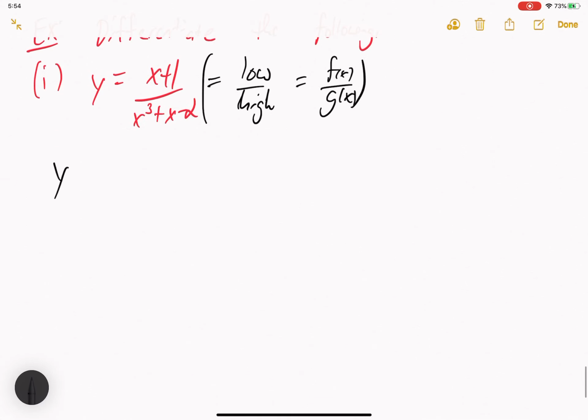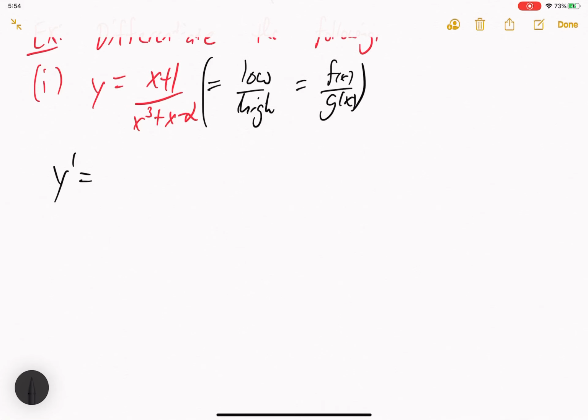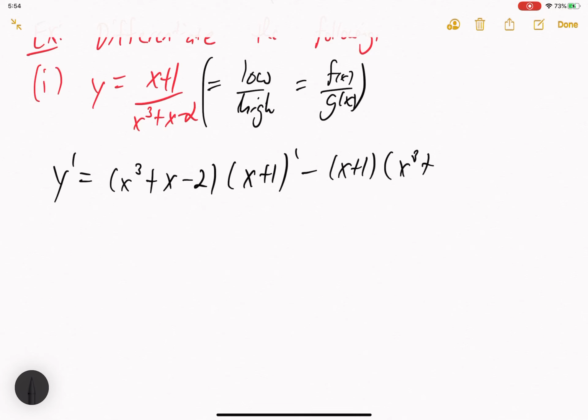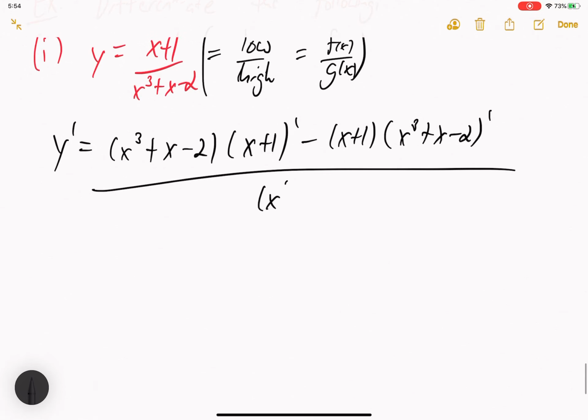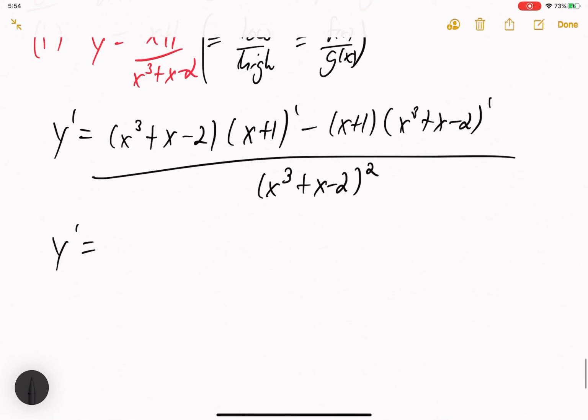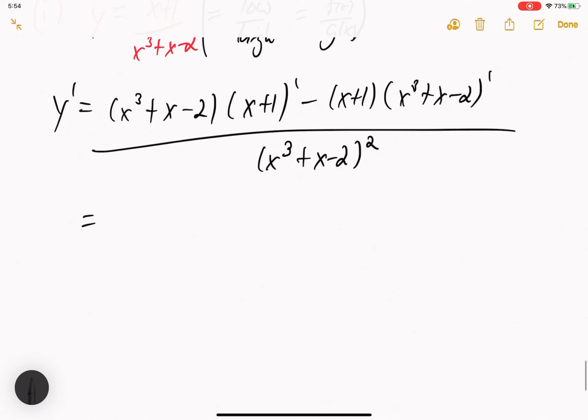So, we want to differentiate, so we want to find y prime. Remember, it's going to be low, so x cubed plus x minus 2, d high, so x plus 1 prime, minus high, so x plus 1, d low, so x cubed plus x minus 2 prime, all over low squared, so x cubed plus x minus 2 squared. All right, now let's simplify. Actually, I don't need the y prime though. So, let's actually do the math now.